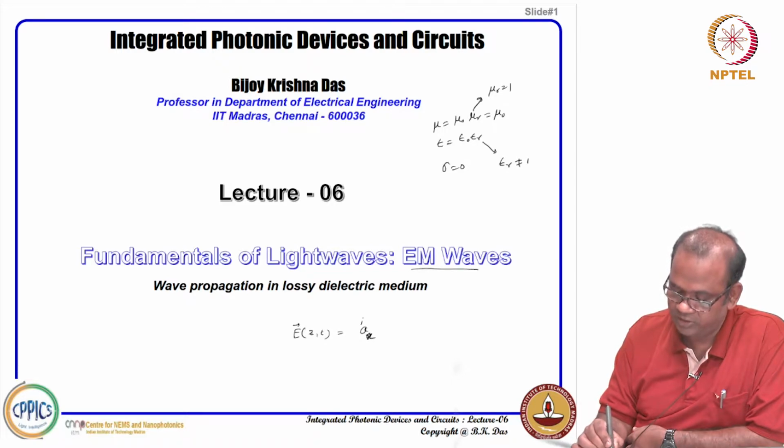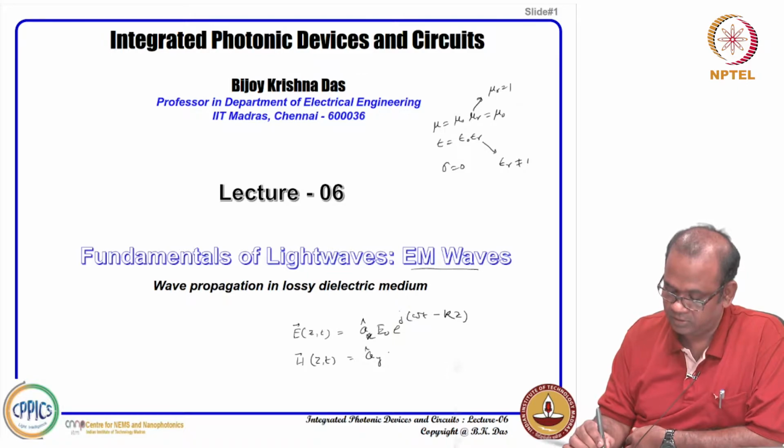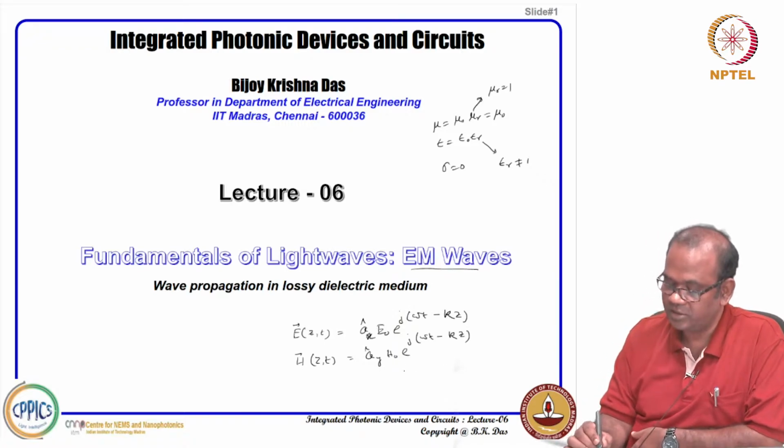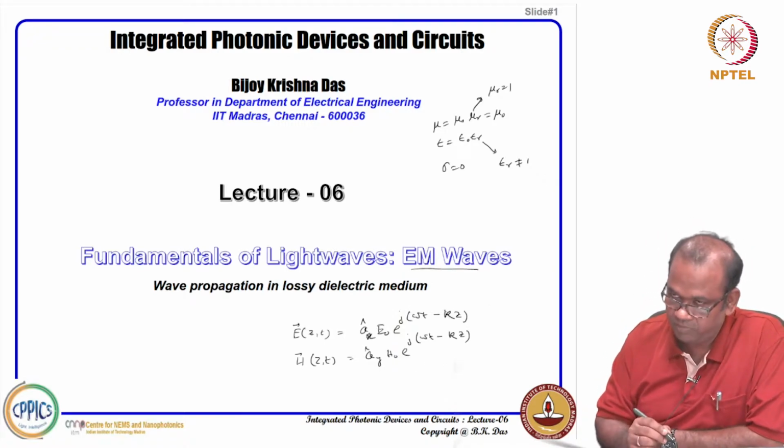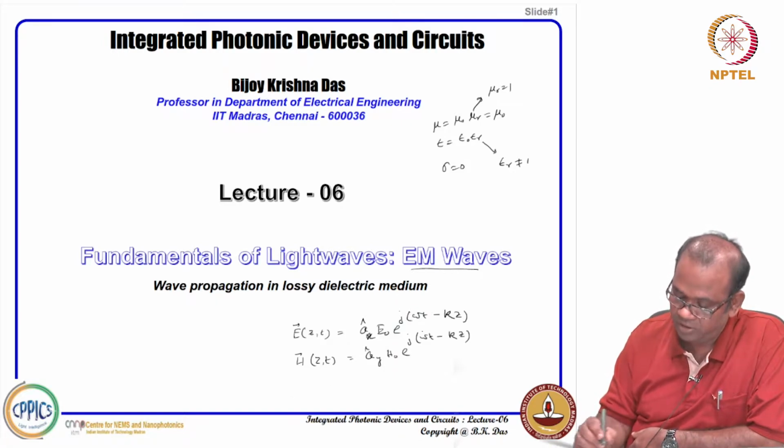propagating along x direction and it can have a constant amplitude, and you can think of a monochromatic wave if it is propagating in the positive direction, k z. And the magnetic field we can represent as along y, and it is something like e to the power j omega t minus k z. It is positive direction propagating, minus k z, and if it is reverse direction, minus z direction, this minus will become plus.